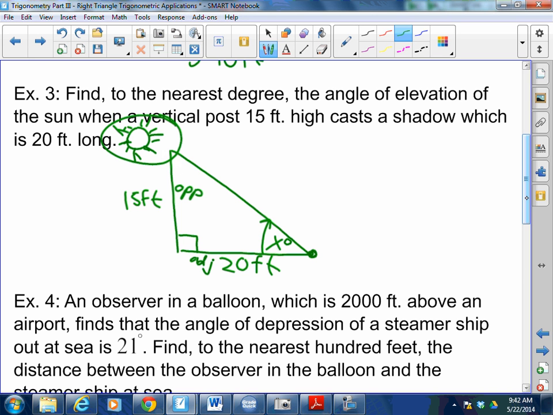Excellent. Who uses opposite or adjacent? Tangent. So tangent inverse, correct? Because I want to find an angle, equals opposite over adjacent. So inverse tangent. Hold on, my calculator is giving me, here we go. Inverse tangent of 15 divided by 20 equals 36.8, so 37 degrees to the nearest degree.